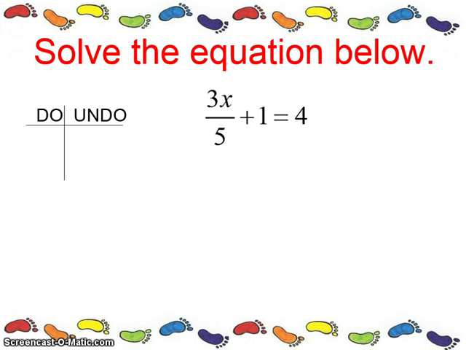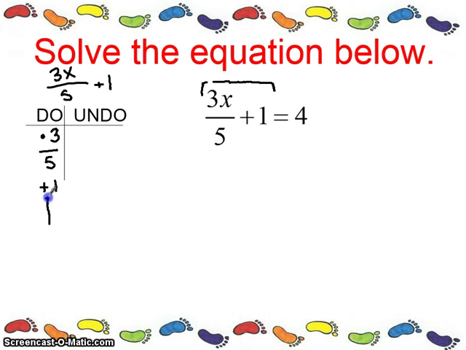Let's do one additional example before we summarize. This is going to be a multi-step equation. It has 3 steps. So let's first create a do and undo chart for our expression. We have 3 times x divided by 5 plus 1. If we knew what x was, we would first multiply by 3, then divide by 5, and last add 1.